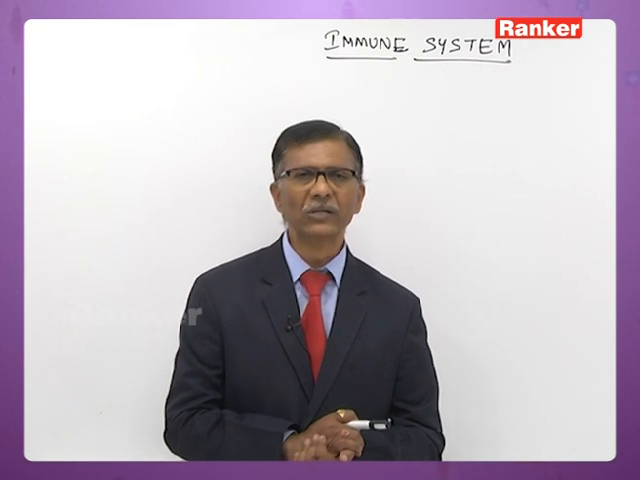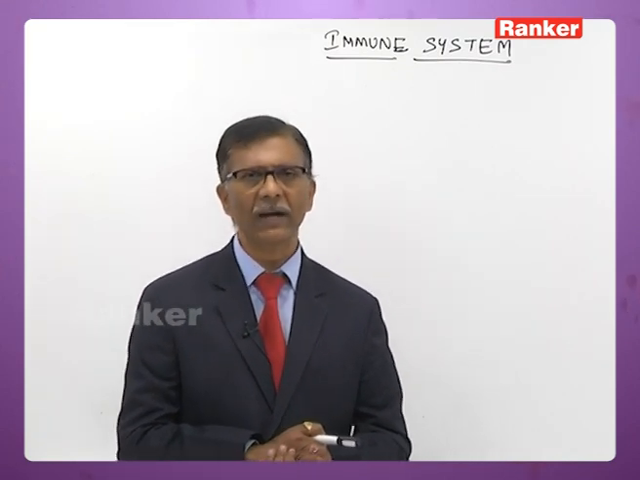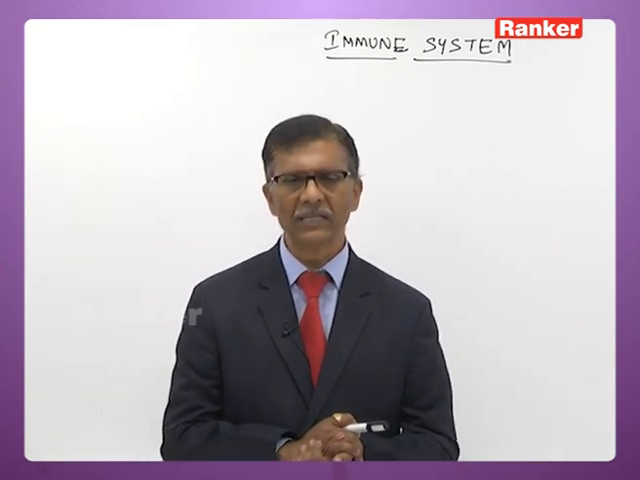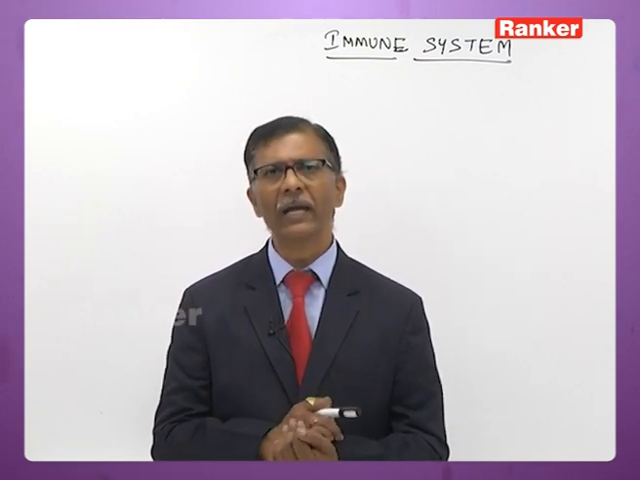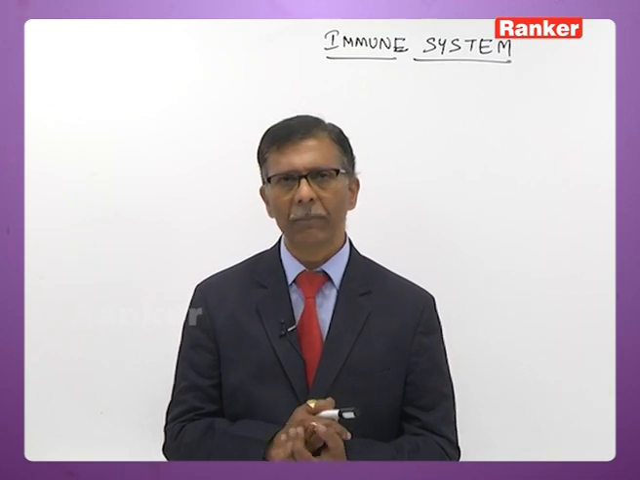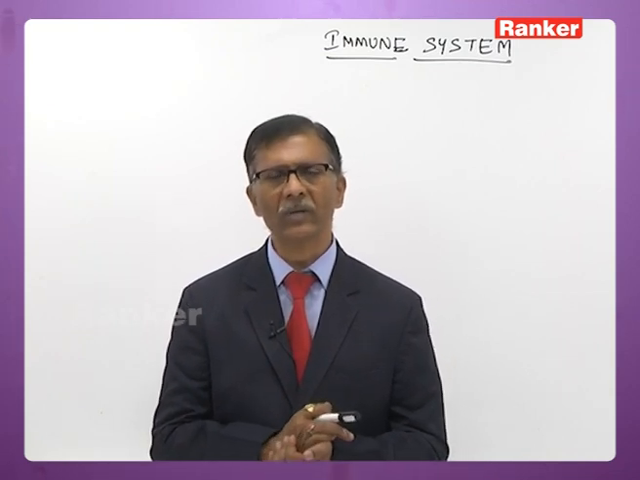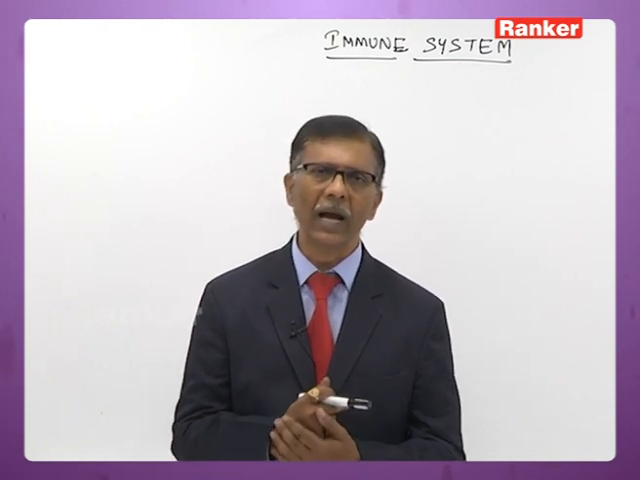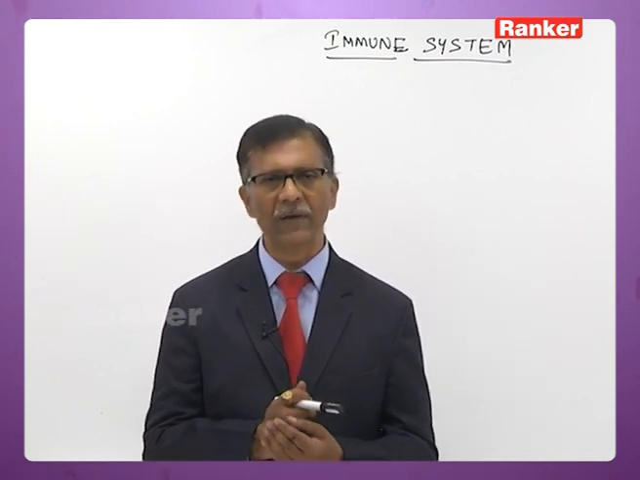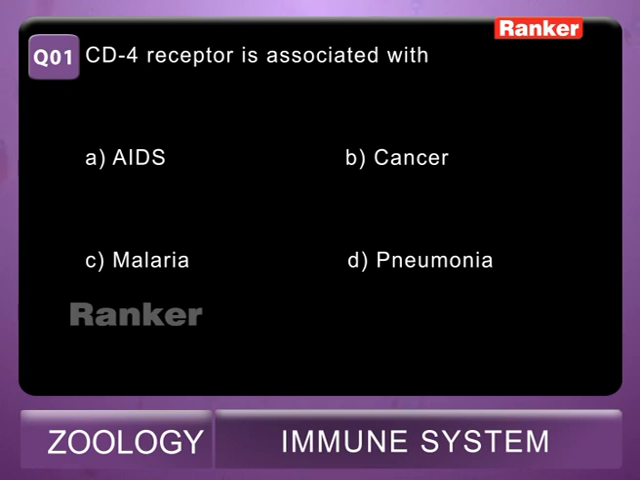So in an AIDS patient, the AIDS virus mostly affects CD4 cells, that is, helper T lymphocytes. Due to the fall in helper T lymphocytes, B lymphocyte production also comes down. As a result, the person loses overall immunity and becomes vulnerable to various infections. So for question number 1, the correct answer is A.